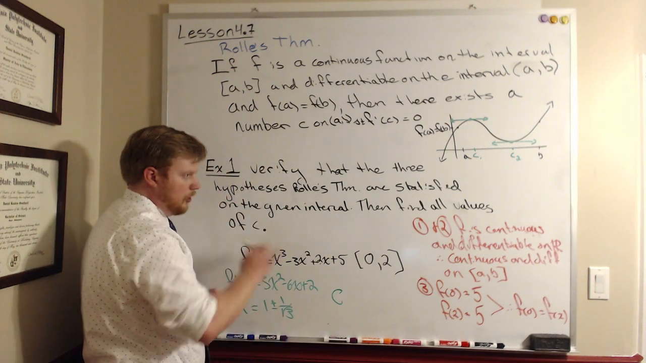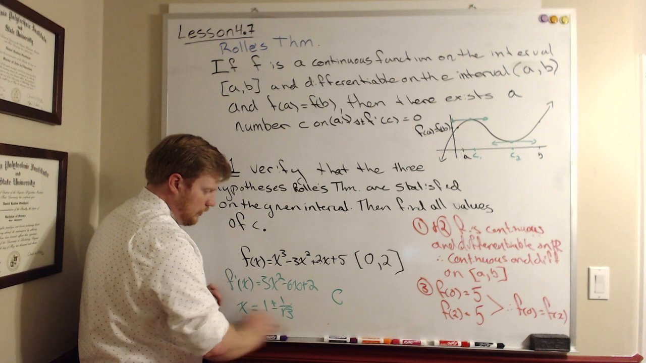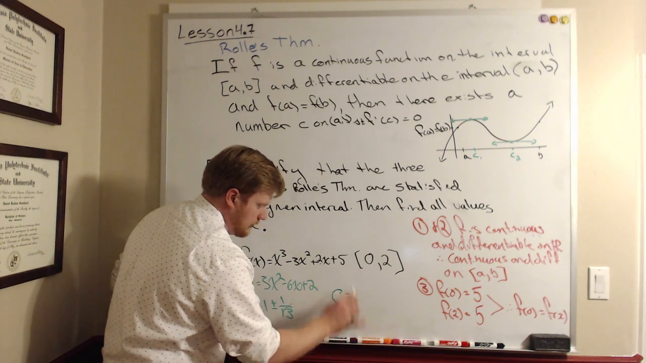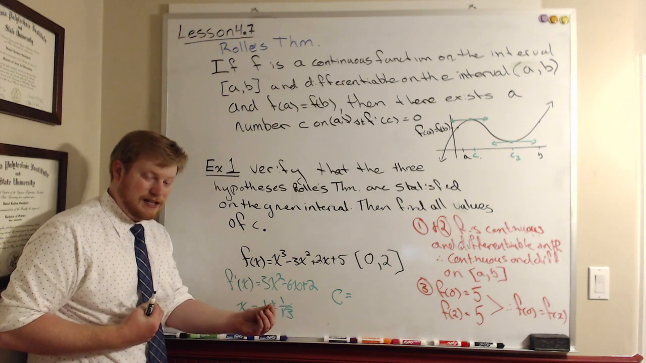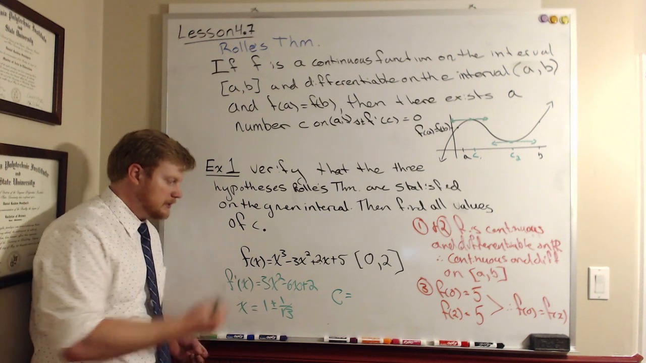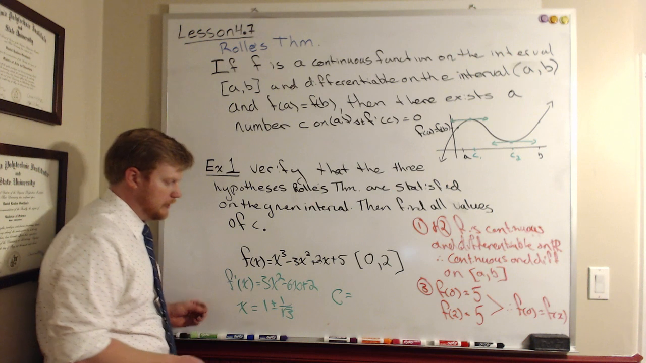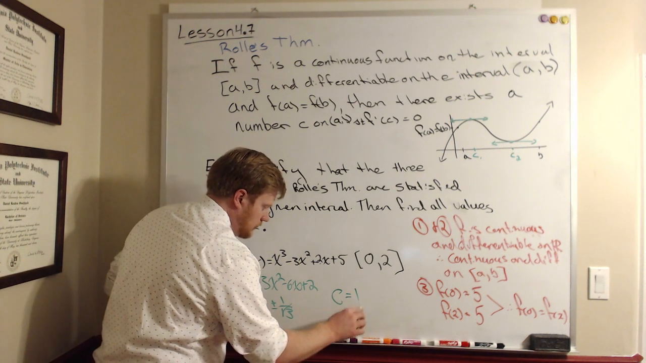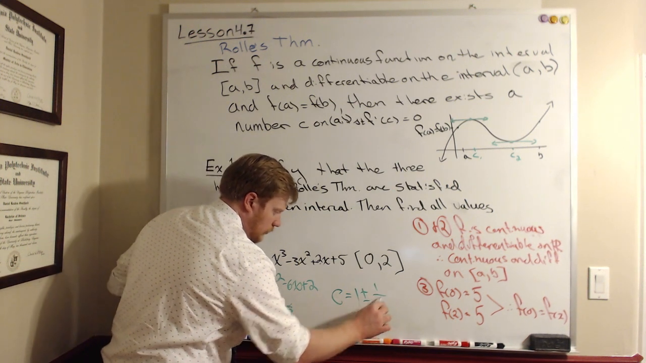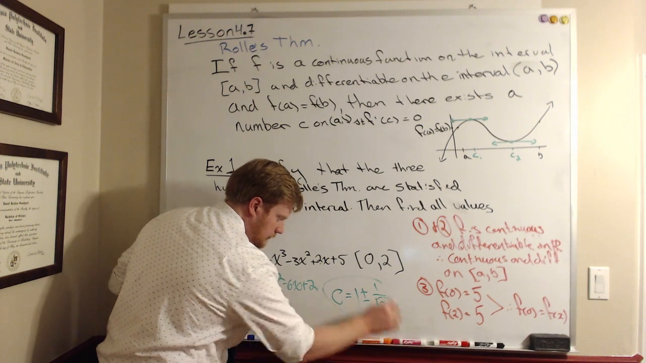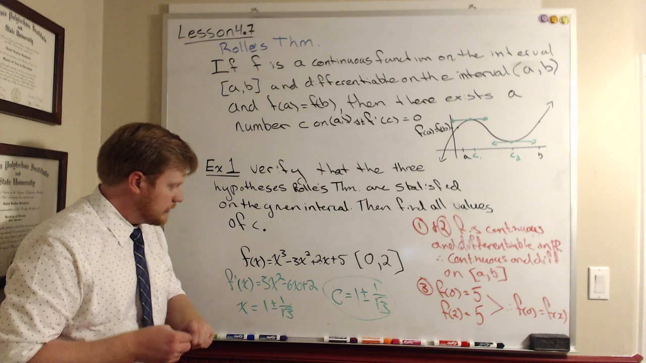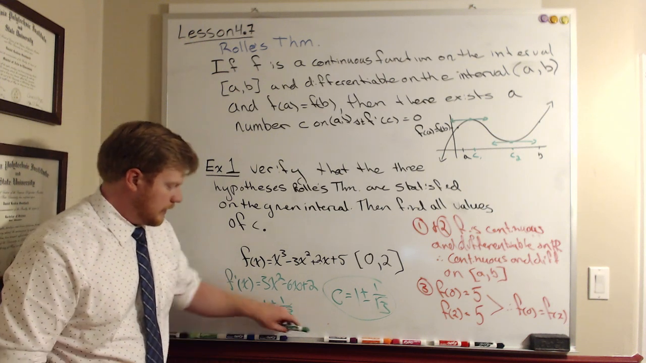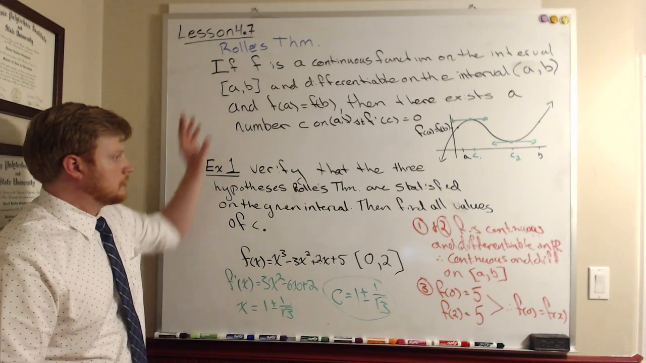So in this case, all the values of c include all of the local max and min. It could have been the case that one of those fell outside the interval. If that was the case, then I would not include that as one of my values of c. So c is equal to 1 plus or minus 1 over the square root of 3. And at those values of c, the derivative is equal to 0. I have a critical point. And that's what Rolle's theorem guarantees.